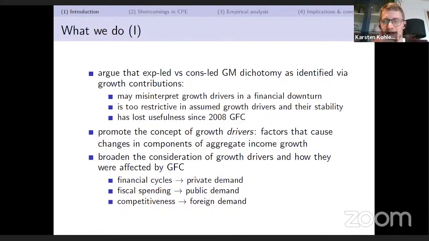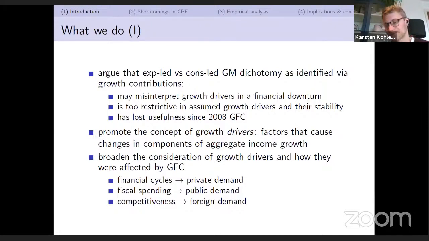We also fear that the literature is a bit too restrictive in the assumed growth drivers that it analyzes and assumptions about their stability. In the literature, you have a strong focus on real wage growth as a driver, sometimes of consumption demand, or competitiveness as a driver of export demand. But we feel that the number of growth drivers being considered is relatively narrow, and there's often the assumption that these growth drivers are fairly stable, so that we can identify stable growth models based on them. And so we argue that the 2008 global financial crisis has changed things quite substantially, such that the distinction between export-led versus consumption-led growth models has lost some of its usefulness. And we offer the notion of growth drivers to help make sense of some of these dynamics.